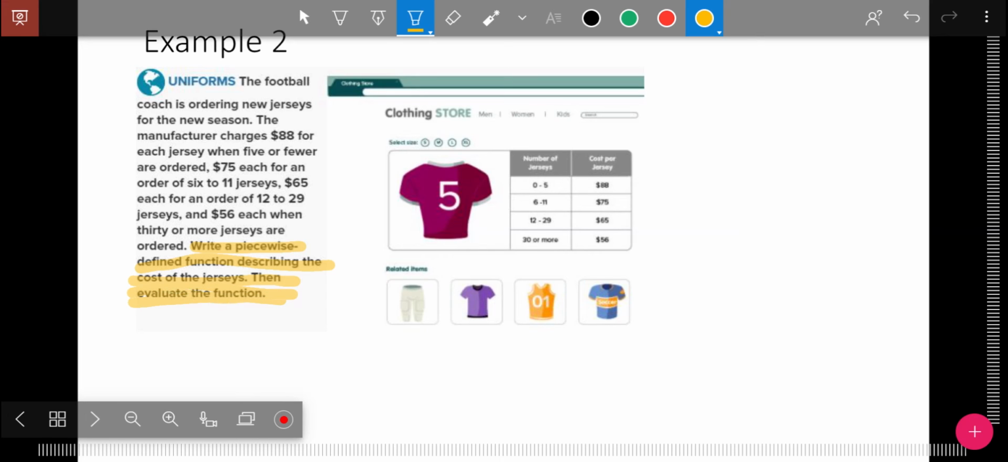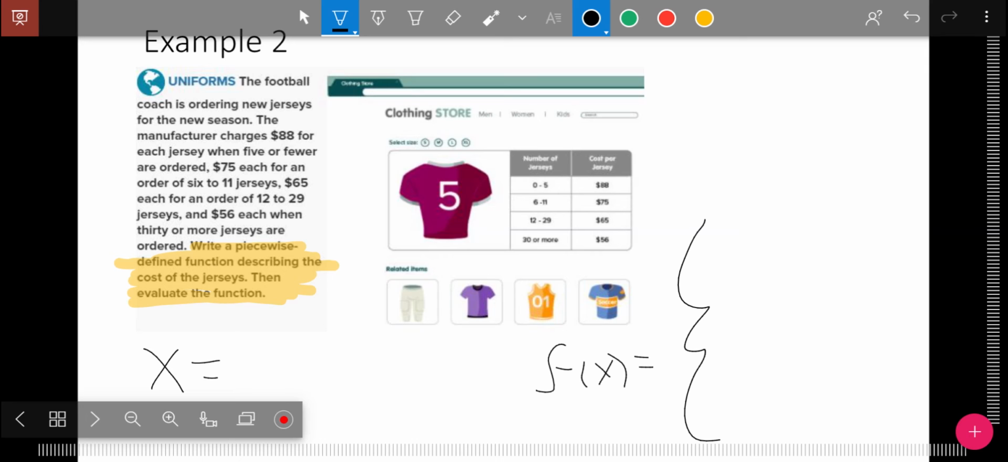The evaluate we'll do on a different slide. We'll answer questions about it. All right, but that's what I need to do to answer this question. So that's really what it's asking me to do. And so to do that, I have f of x equals, and I'm going to have something here. Now, first, what the heck is x? For this problem, x is the number of jerseys.